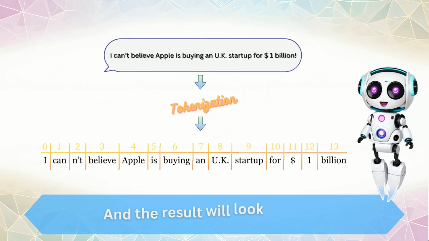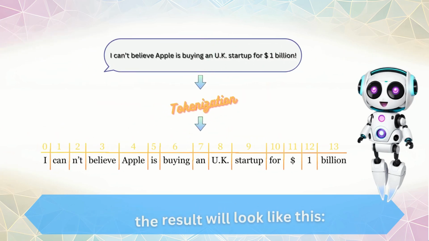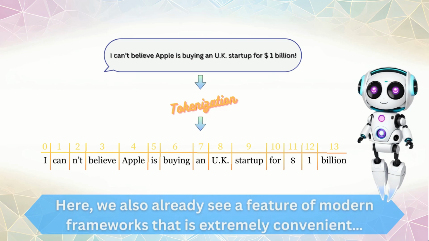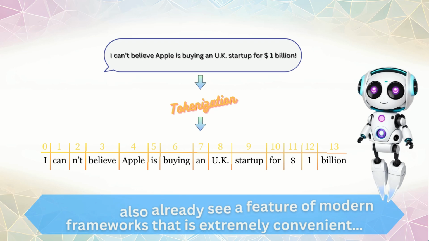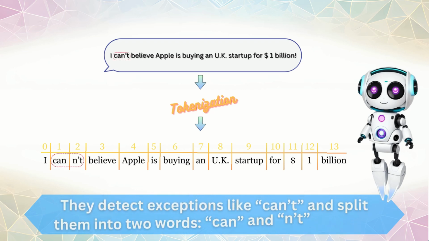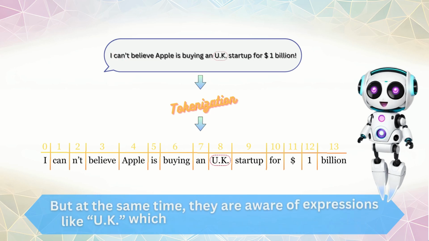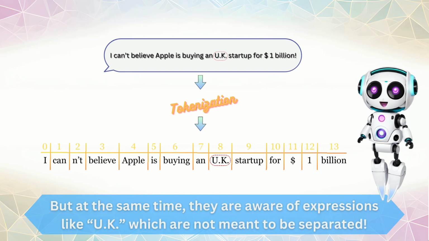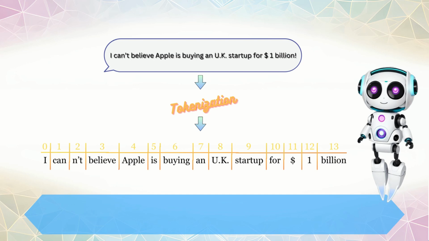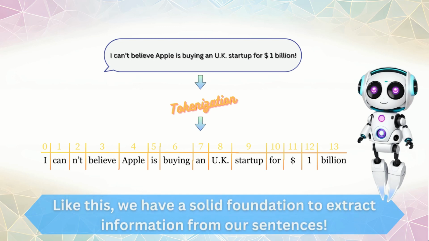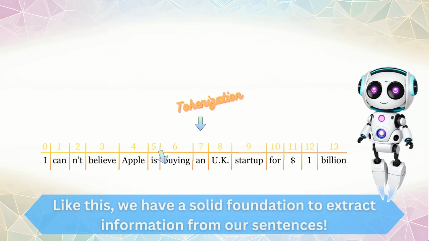And the result will look like this. Here we also already see a feature of modern frameworks that is extremely convenient. They detect exceptions like can't and split them into two words, can and n't, or not. But at the same time, they are aware of expressions like UK, which are not meant to be separated. Like this, we have a solid foundation to extract information from our sentences.